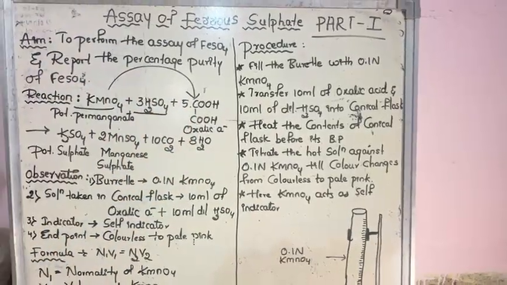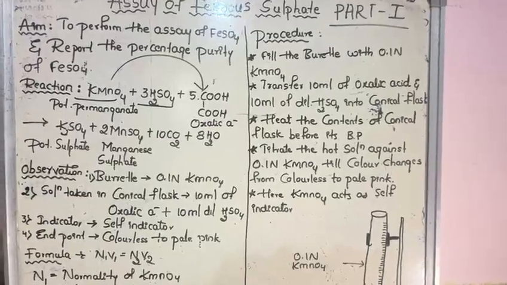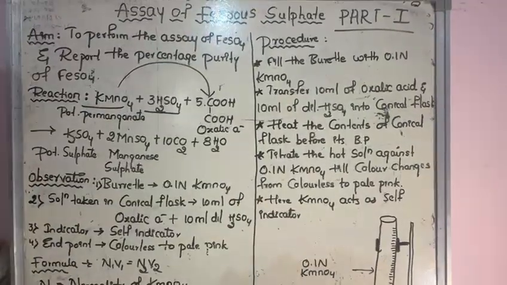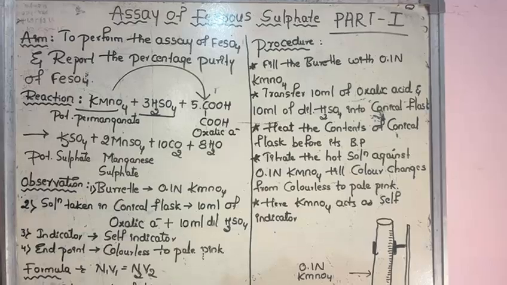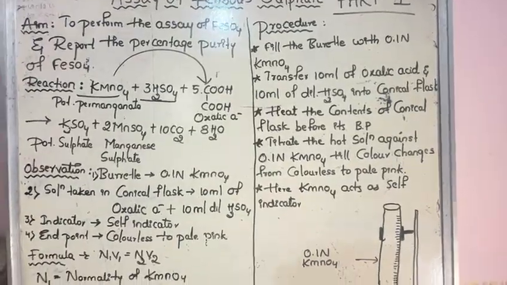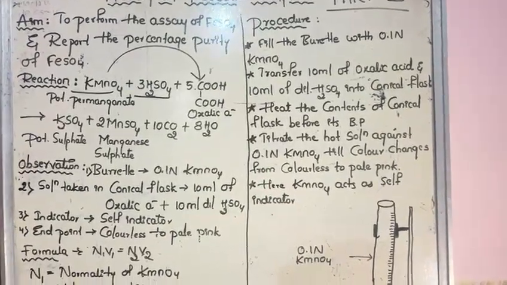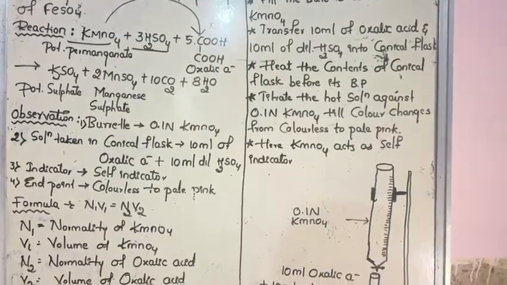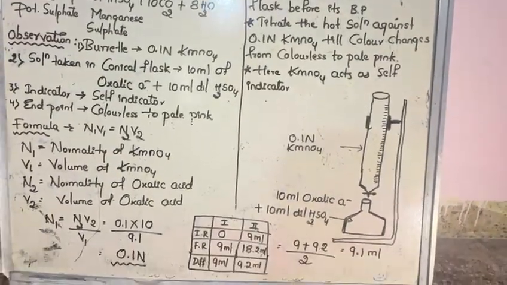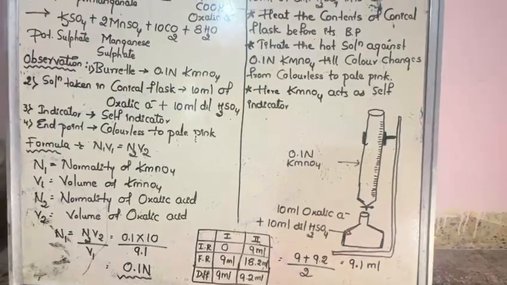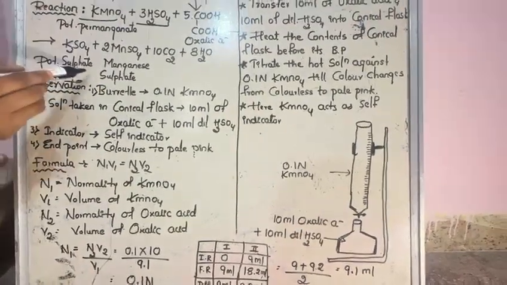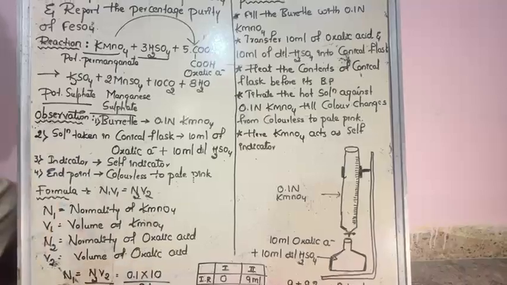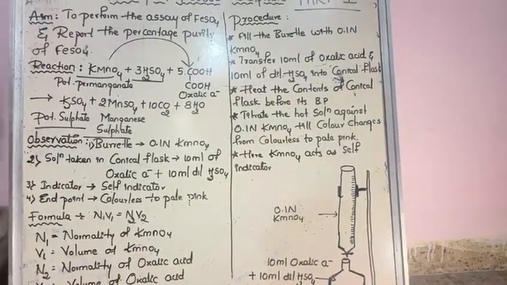We are using oxalic acid because it is a primary standard substance. The standardization of a secondary standard substance can be done by using a primary standard substance, so that we will come to know the exact normality of our secondary standard. The reaction gives potassium sulfate, manganese sulfate, along with the liberation of carbon dioxide and water.